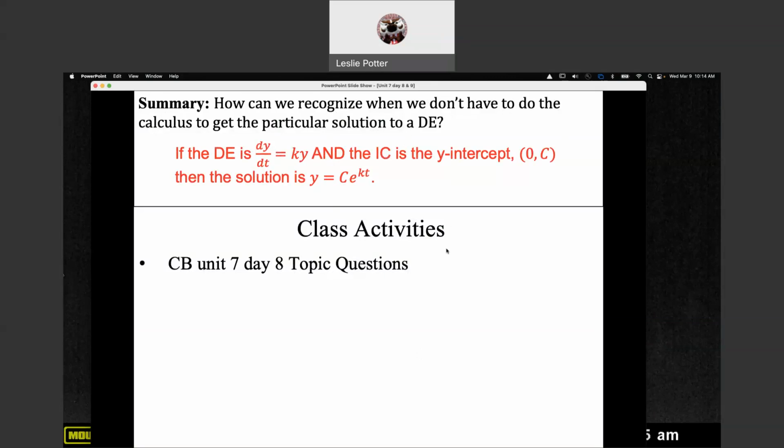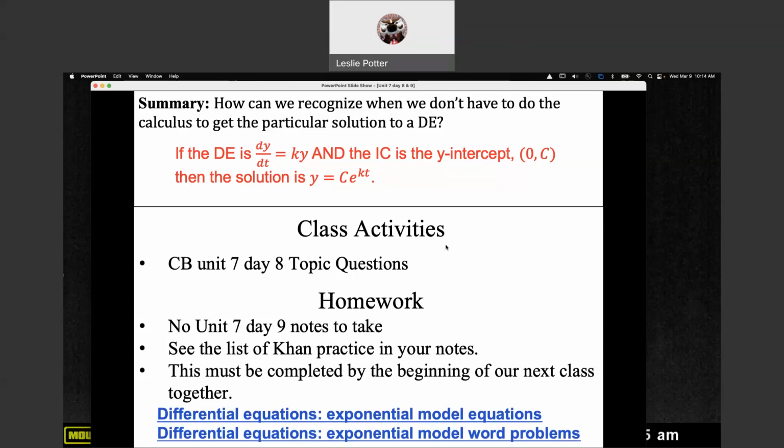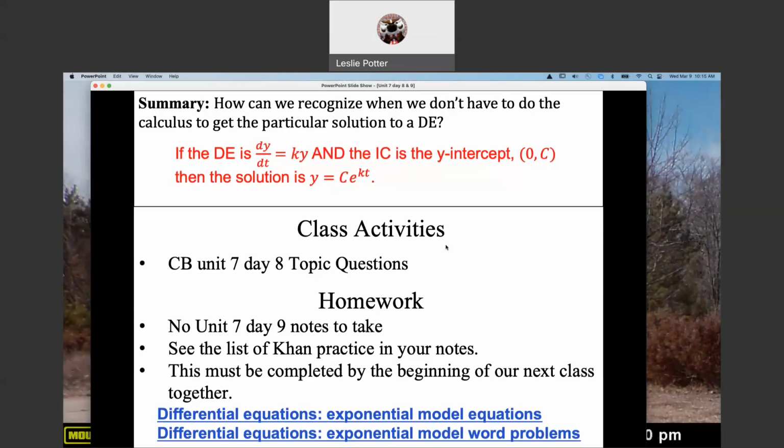Okay, so we've got topic questions for today. And tomorrow, there's no notes to take for tomorrow. Is that really true? Yes, that's really true. Tomorrow focuses more on exponential solutions like this. So this is like day 8, and this is like day 9. Okay. Yeah, then that brings us to the end of the unit.